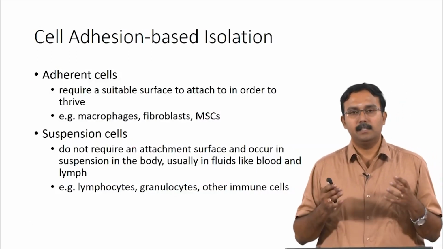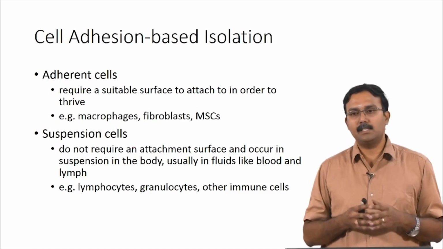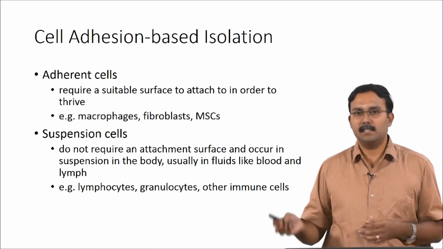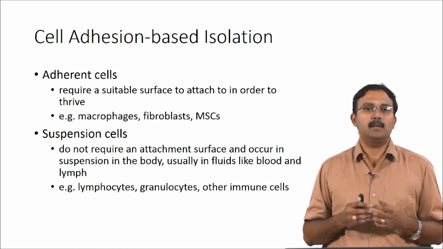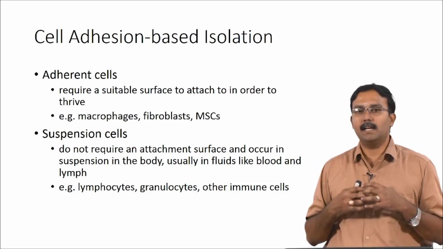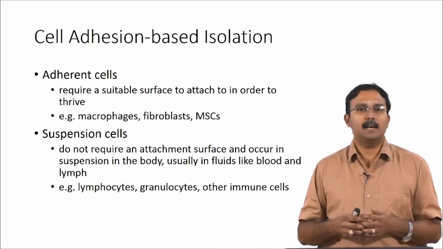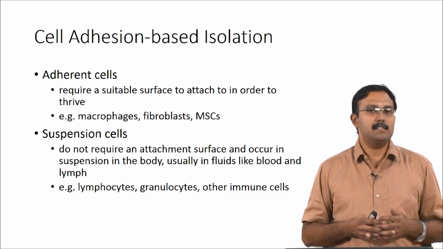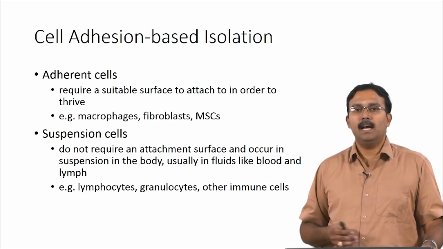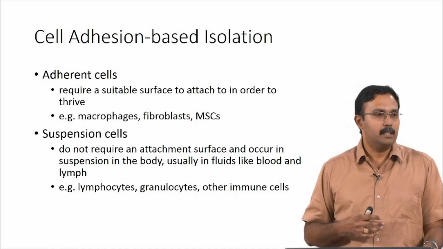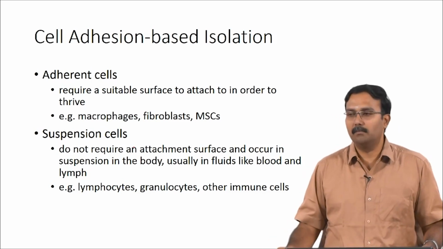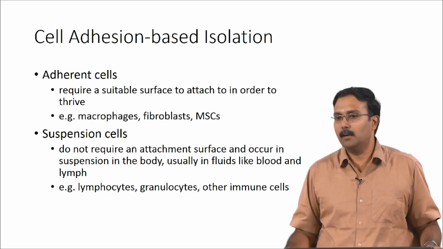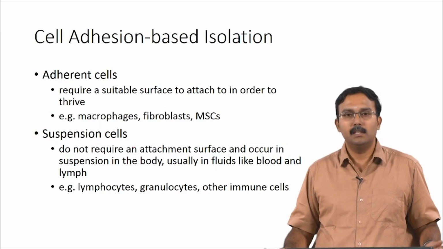Let us first look at the first criteria, which is adhesion based isolation. As I said, there are two types of cells, adherent cells and suspension cells. Adherent cells basically require a suitable surface on which they can attach in order to thrive. Examples would be macrophages, fibroblasts and mesenchymal stem cells. Suspension cells do not require an attachment surface and can occur in suspension in the body. They are usually found in fluids like blood or lymph. So, all your blood cells are suspension cells. They do not have to adhere to something to grow, they will survive in suspension.